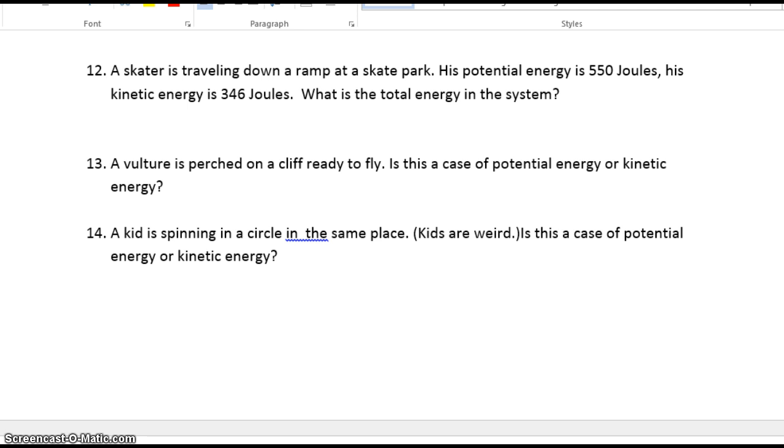To find the total energy in the system, all you do is add potential energy to kinetic energy. So all you're going to write down is E sub K plus E sub P is equal to E sub T, or total energy. So you're going to take 550 joules plus 346 joules, and that's going to equal the total energy in the system. And I'll give you a moment to pause and calculate that.